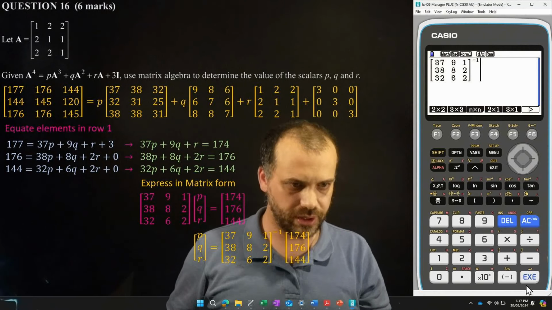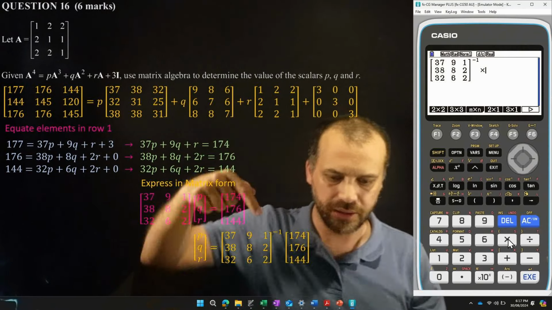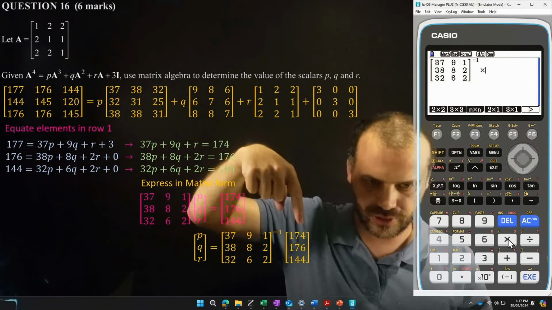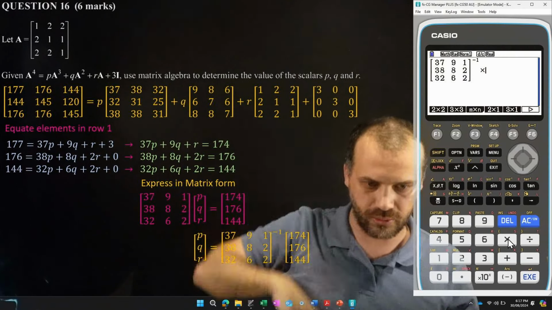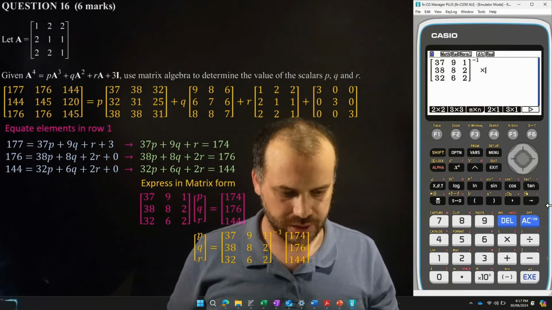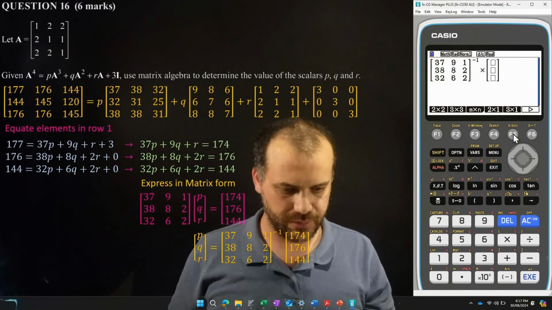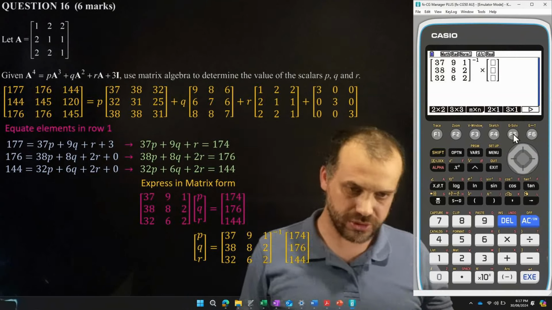And then we're going to multiply it by another matrix, 174, 176, and 144. That's a 3 by 1, and I'm just entering those 3 values in.